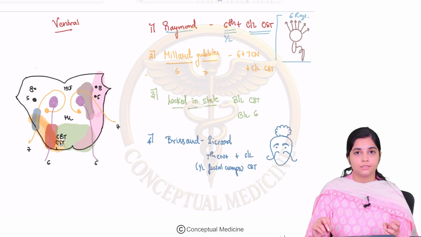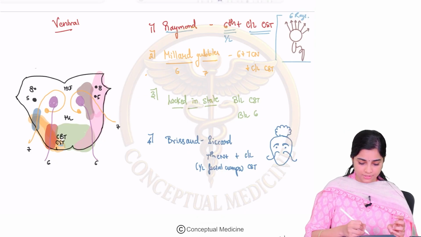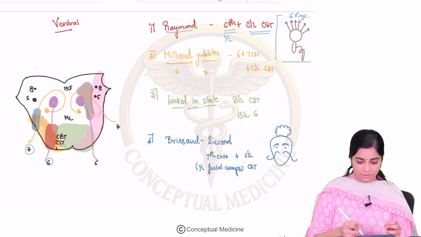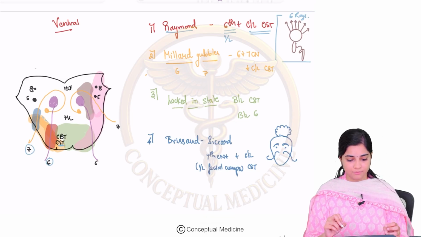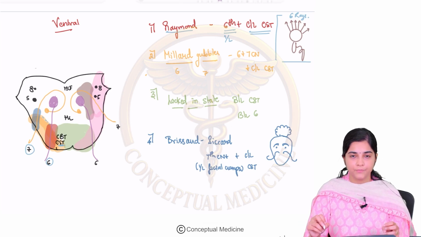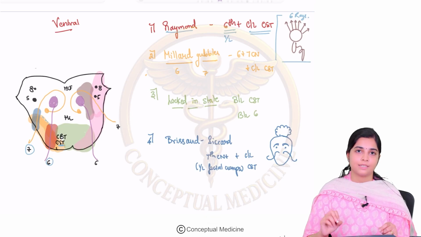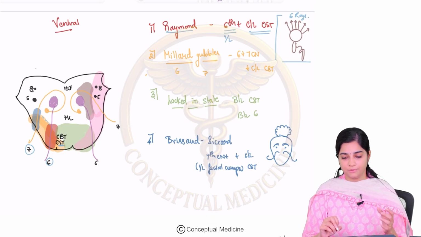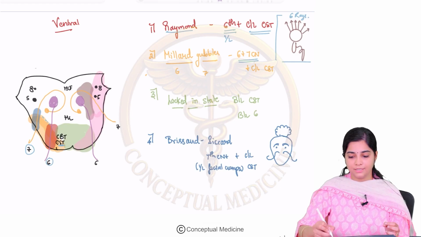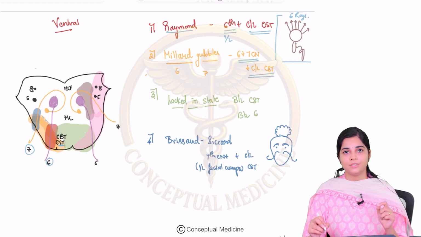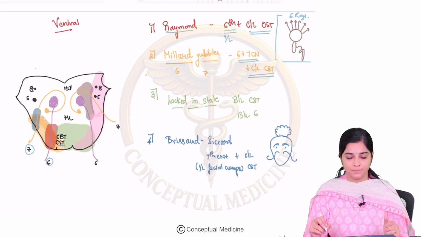Then next is your Millard-Gubler, which is highlighted in yellow. Here you can see that both the 6th and the 7th cranial nerves are involved, and you have corticospinal tract involvement as well. If you count the number of letters in Millard and Gubler, it is 6 letters and 7 letters. This is an easier way to remember. 6th and 7th cranial nerve palsy with contralateral hemiplegia is your Millard-Gubler syndrome.